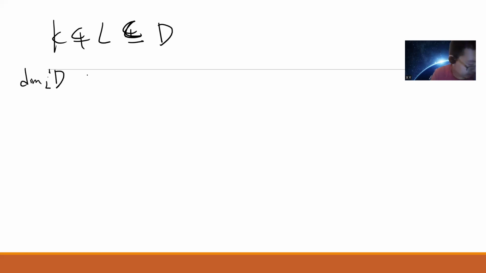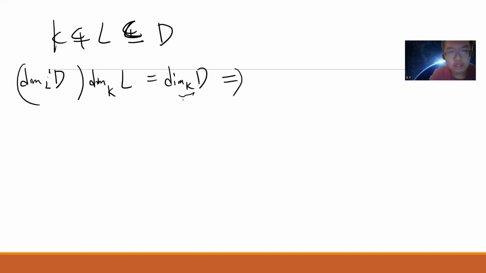Okay, and by the simple results that I think you can prove, one can easily show that the dimension of D over L times the dimension of K over L is the dimension of K over D. Okay, so this is N, and this is as I defined, D. Right? So that means that D must divide N.